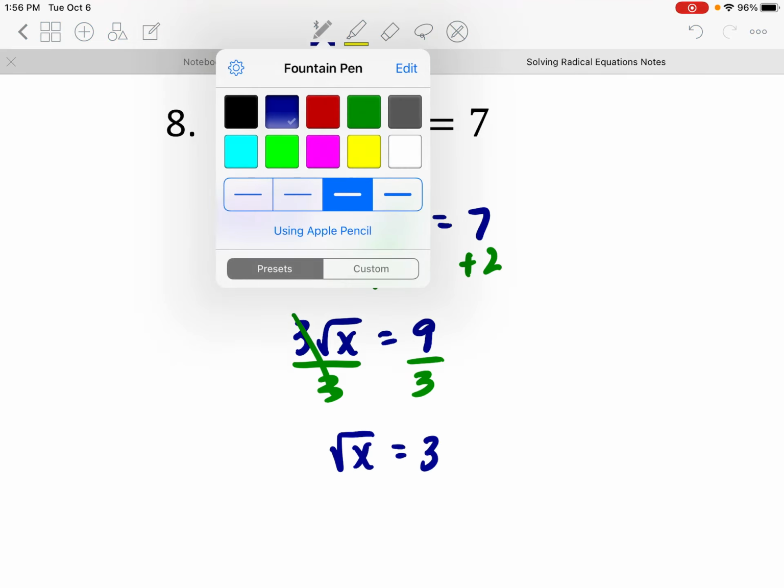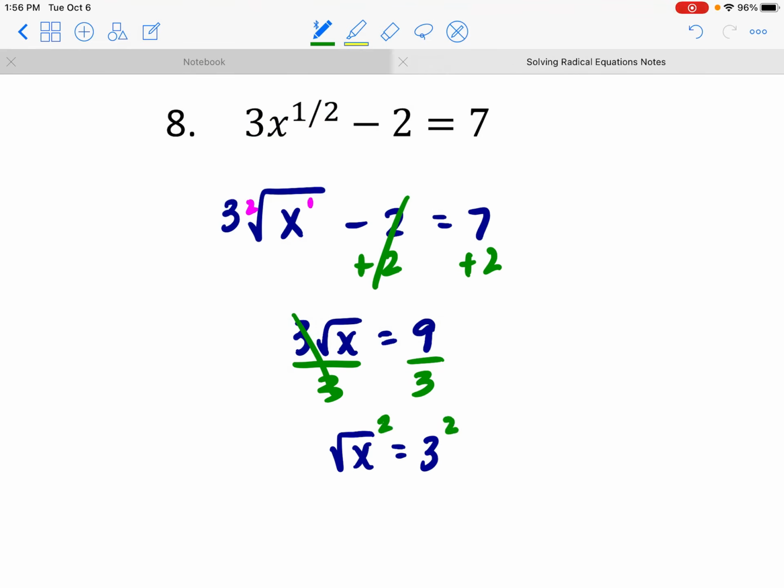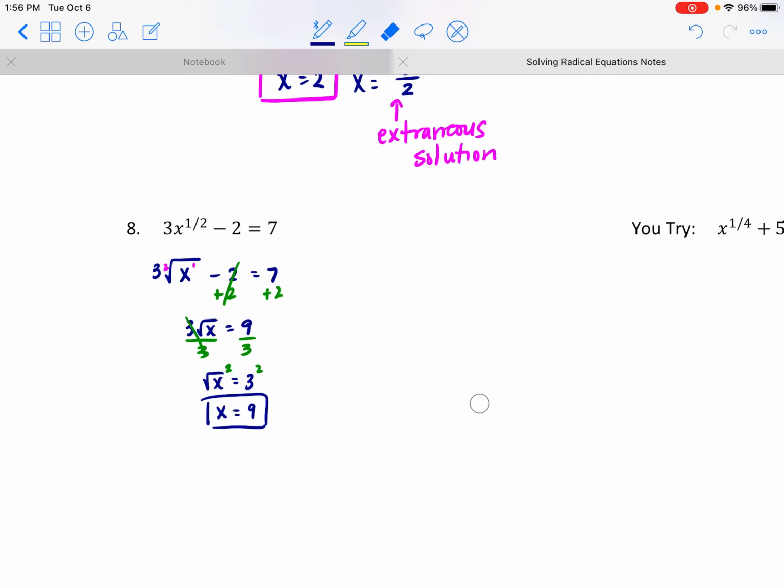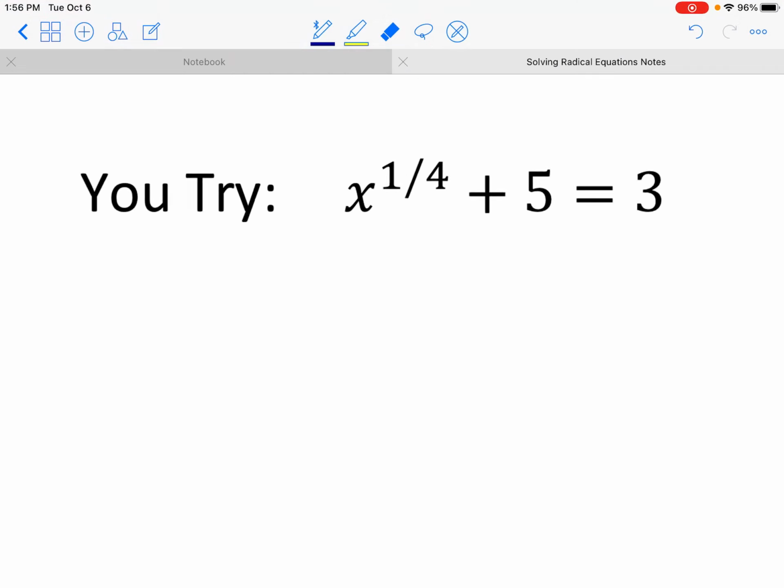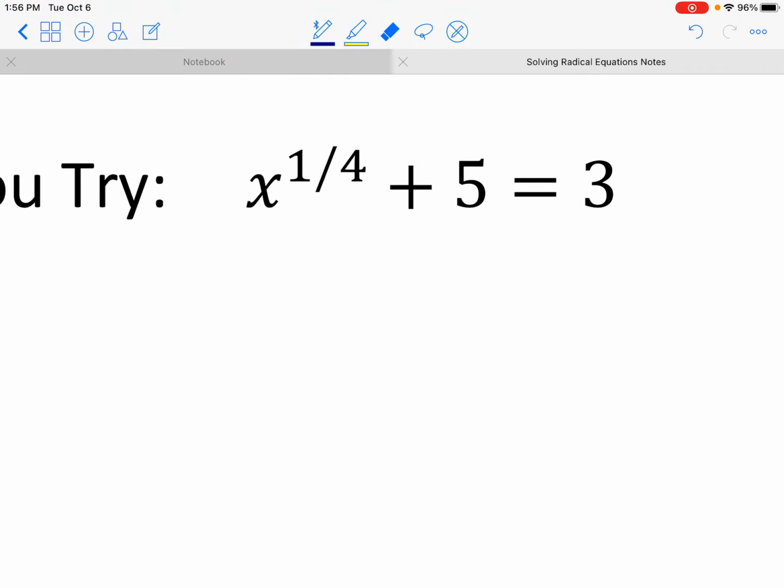Now I can get rid of the square root, and to do so, we square both sides. So square and square root cancel, leaving me x, and 3 squared gives me 9 as my solution here. And if I check it, the square root of 9 is 3, times 3 is 9, minus 2, takes me back to 7. So this one checks out. Okay? One last guy for you to try. If you're confident, give it a shot.